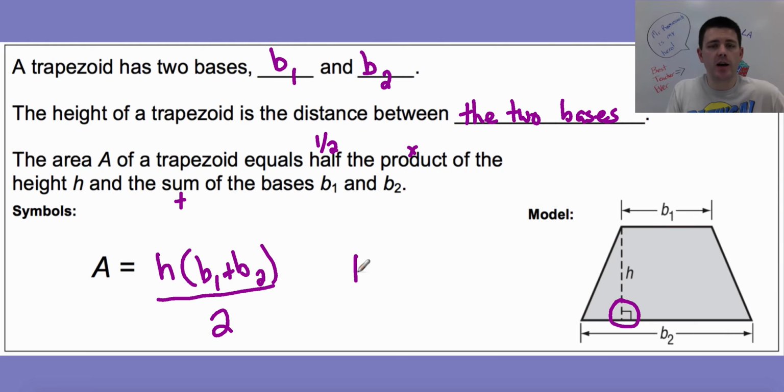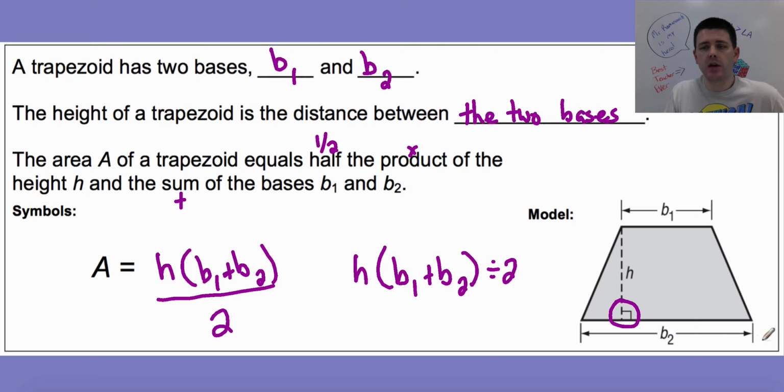So sometimes we'll write it out as height times base 1 plus base 2, divided by 2. I didn't mean base I, I meant base 1 there. Sorry about that. But all we're going to do is plug in our measurements and get our answer.